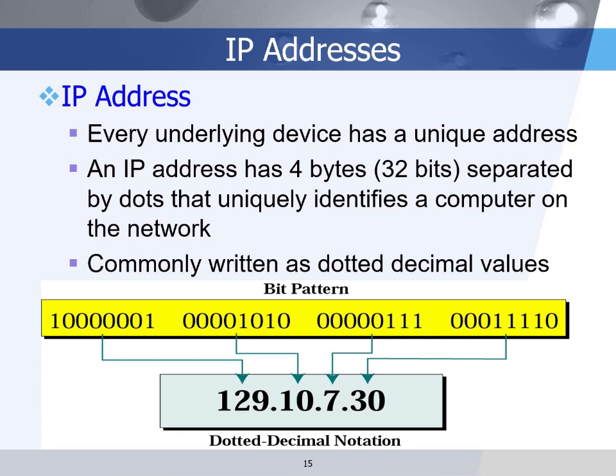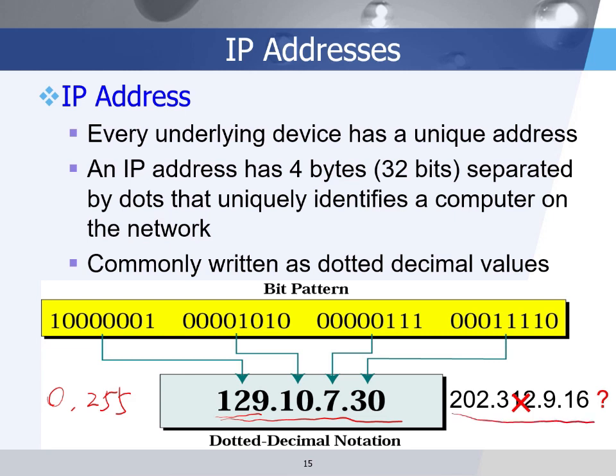For example, here we have an IP address. And for each of the decimal numbers, we use 8 bits to represent the number. So the range of each decimal number should be between 0 and 255. So here shows you an invalid IP address because 312 is not a legal number. The number should be between 0 and 255.